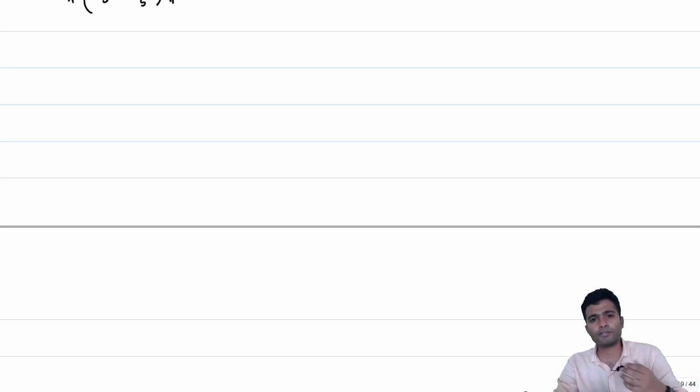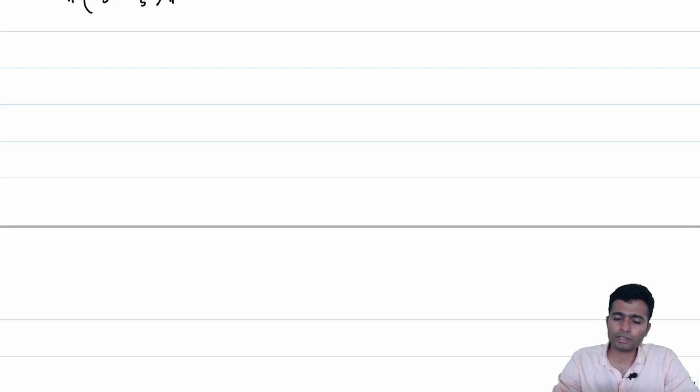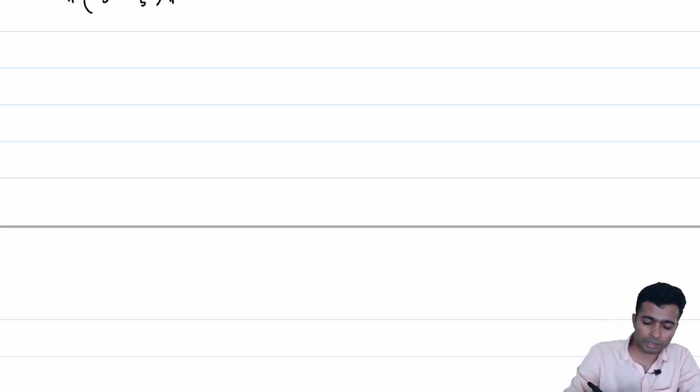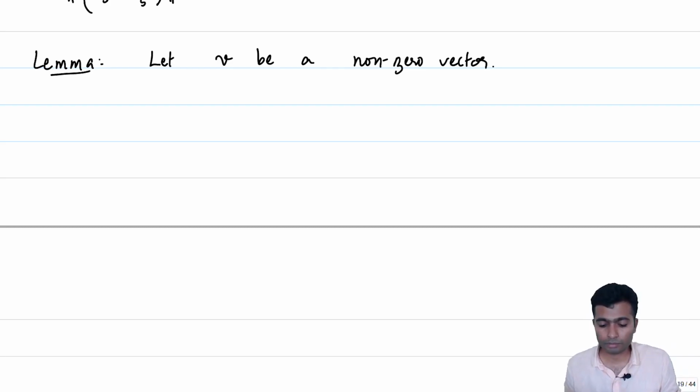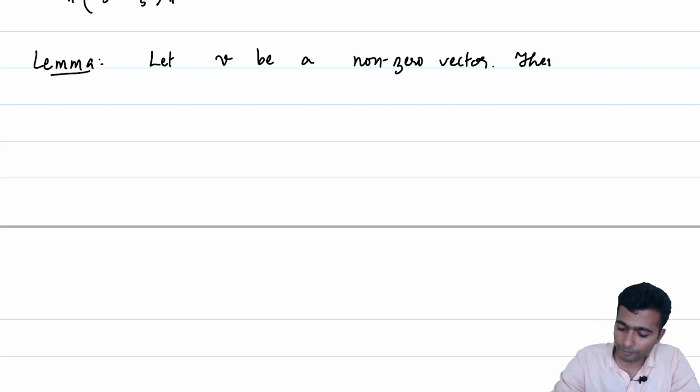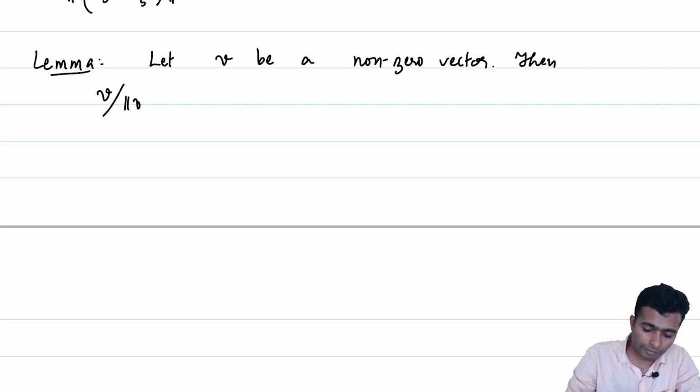Most vectors we come across in general will not be unit vectors. However, if you start off with a non-zero vector, we can normalize the given vector to obtain a unit vector, which I will write down in the form of a lemma. Let V be a non-zero vector, then V by length of V is a unit vector.